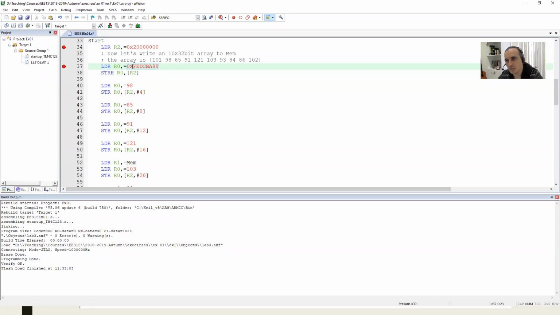Yes, because it's 32 bits. In the previous example, it was only 2 cells, not 4 cells, because it was STRH. Now we have not used STRH, we have used STR, which is 32 bits. How many 8 bits make 32 bits? 4 8 bits make 32 bits. That's why it's 4 cells, because each cell is 8 bits.